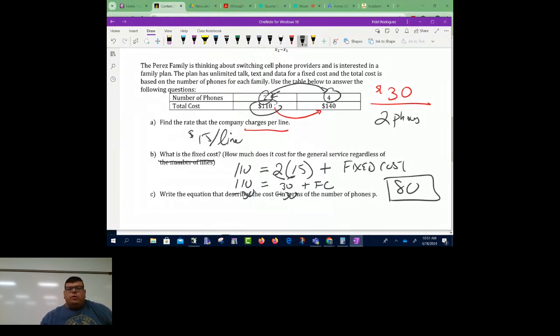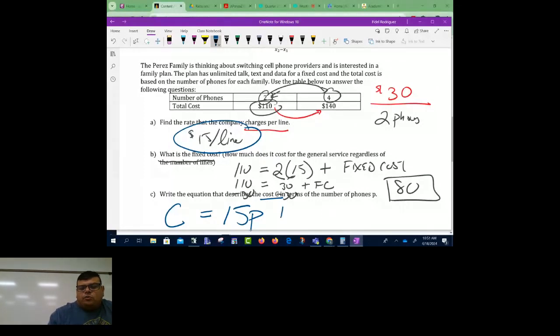Now, y'all, what we want to do, we want to see if we can write an equation. Okay. So look, y'all, this is how we're going to write an equation. We're talking about our cost. How much are things going to cost? For every line, y'all, they charge me $15. I'm going to put with a P like for phones. Okay. In addition to those $15, y'all, we got to pay $80, right?